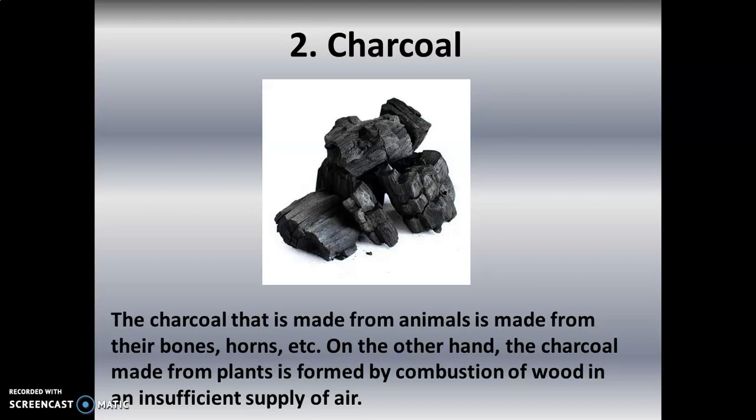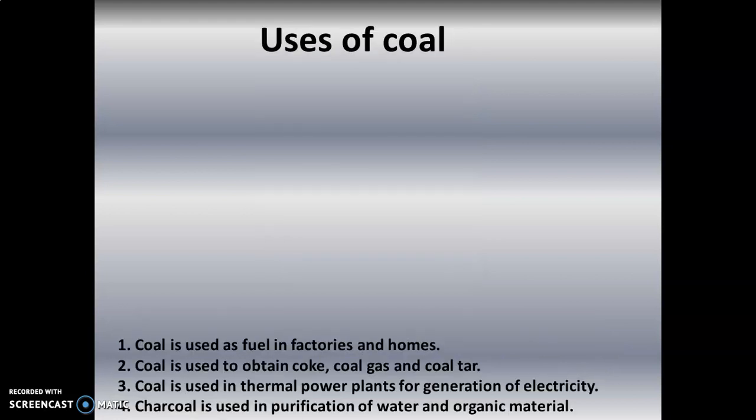Some part of charcoal is made up of animals, whereas that which is made from plants is formed by combustion of wood in an insufficient supply of air. So charcoal that we get from nature is made up of animals, and if we burn wood in an insufficient supply of air, then we can obtain charcoal. So charcoal we get from both, mainly from animals, that is from nature, and from plants by burning.